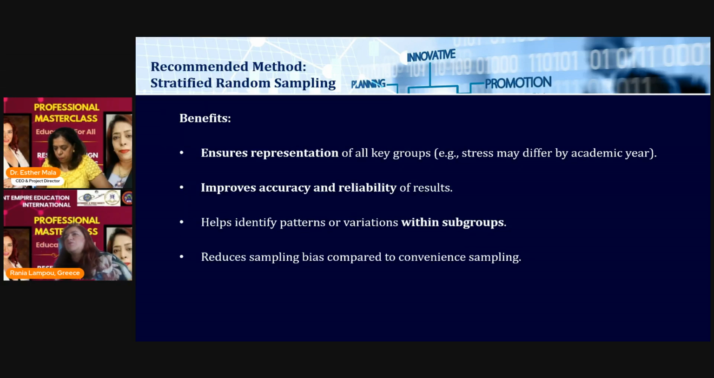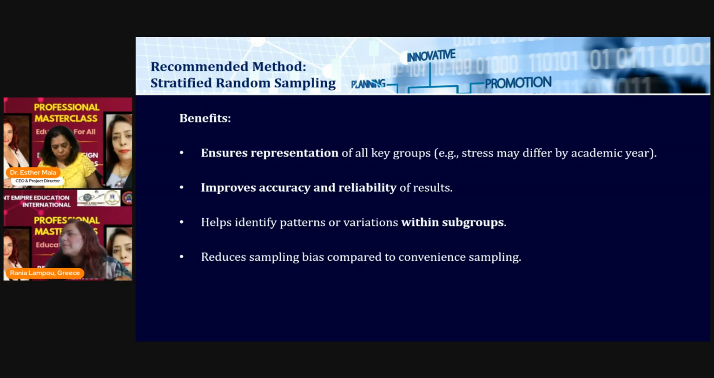Why this method? Because stratified random sampling involves dividing the student population into subgroups, strata, based on relevant characteristics, for example, year of study, gender, or academic program, and then randomly selecting students from each group proportionally. For example, we divide students into 4 strata: freshmen, sophomores, juniors, and seniors. Then we randomly select a proportionate number of students from each group.